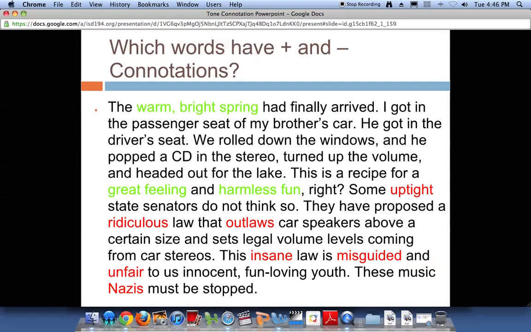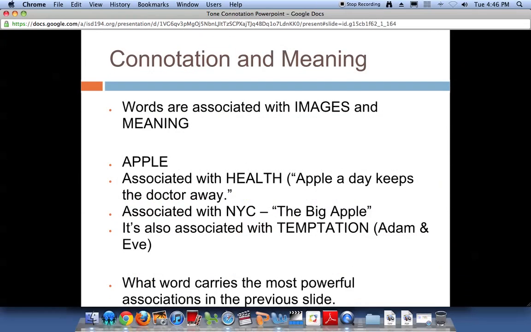In fact, it's interesting, this passage even uses a word that has one of the strongest connotations of them all, Nazis. So let's take a closer look at this word. Oh, I'm sorry, that's on the next slide. So we're going to take a moment and look at connotation and meaning.